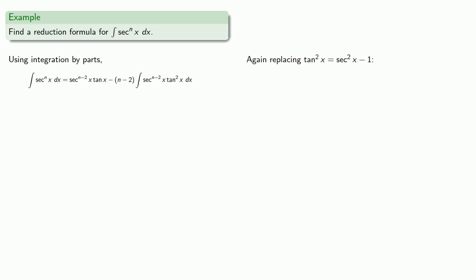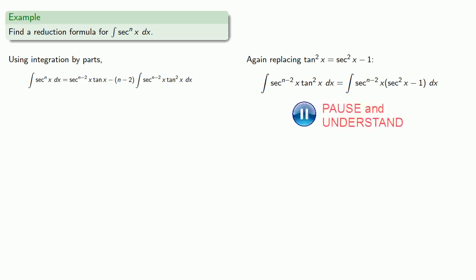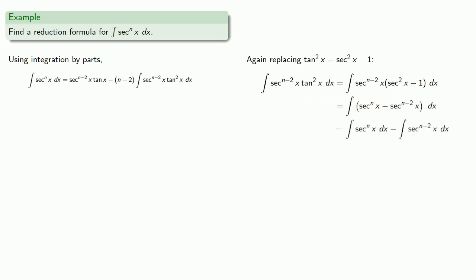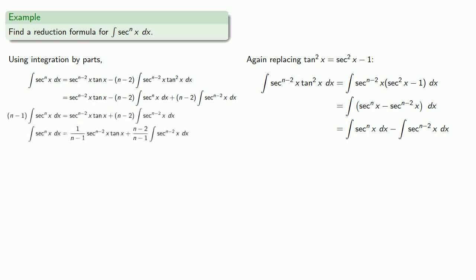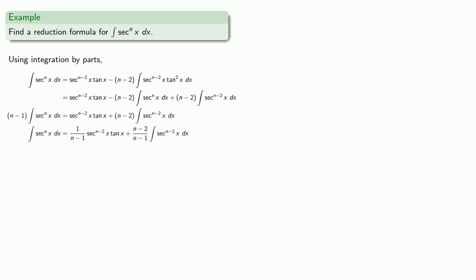Again, we can replace the square of tangent with secant squared minus 1, expanding, splitting the integral, and then doing a little bit of algebra to solve for secant to the nth. And so we have this formula that gives us the way to find the integral of secant to the nth.